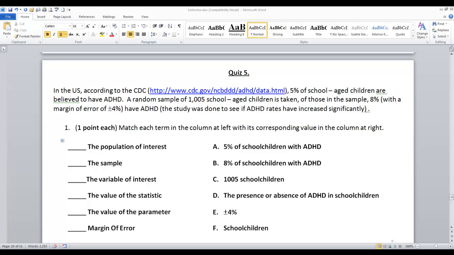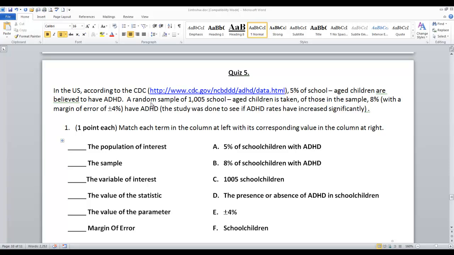Hey everybody, the purpose of this video is to get you some solutions to the quiz on these terms right here: the population, sample, variable, and so forth, and also some margin of error questions. So this was matching right here, going for these terms with their representative values from the little write-up up here.